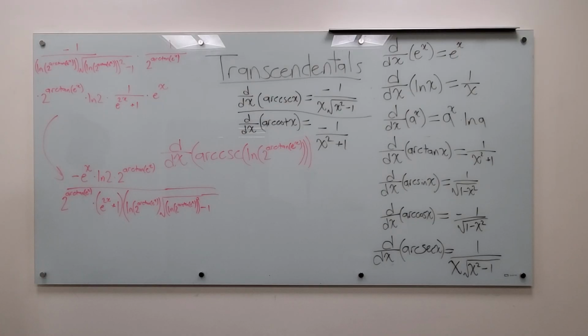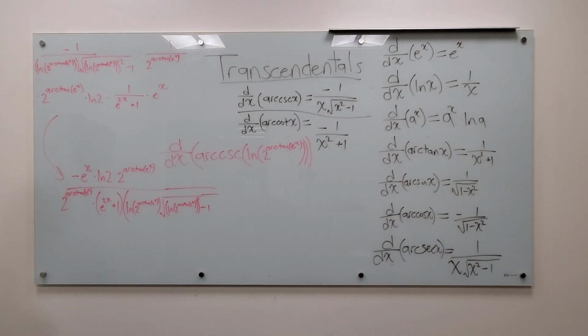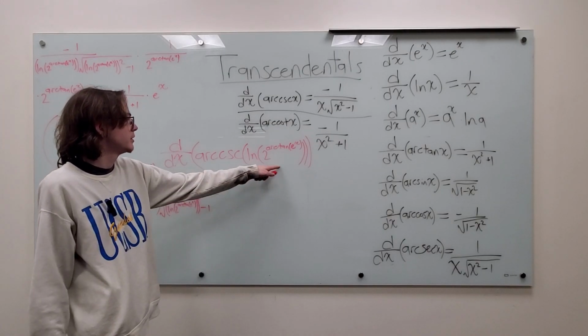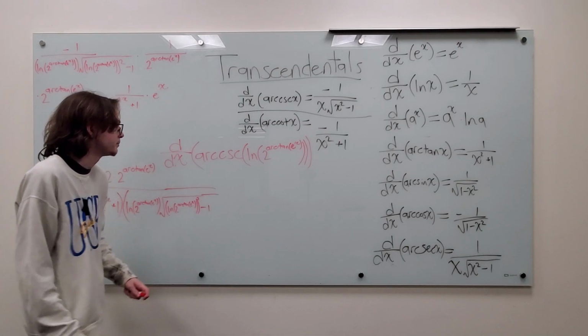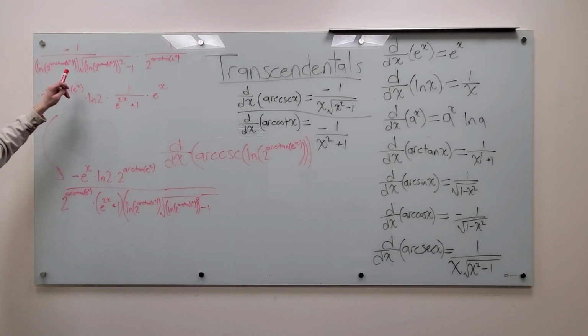All right, welcome back. So once again, as long as you have a good grasp on the chain rule, this one is really not that bad. I know it looks ugly, I know it's long, but honestly, it's not horrible. So first of all, we have arccosecant of this function u. So our derivative of arccosecant is negative 1 over u times the square root of u squared minus 1.